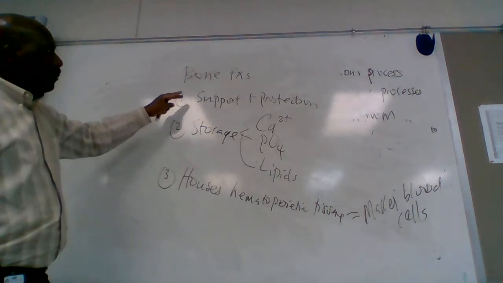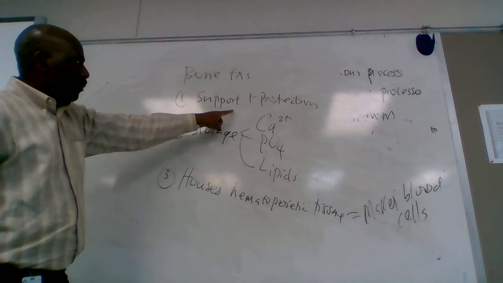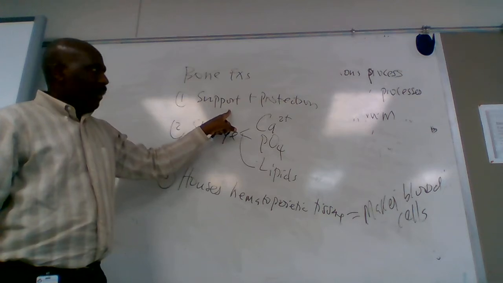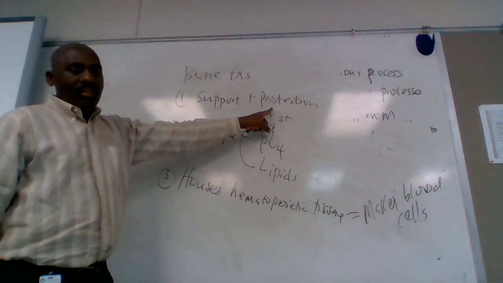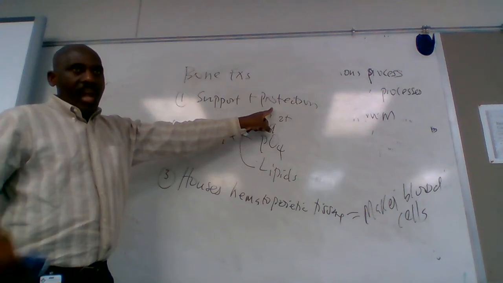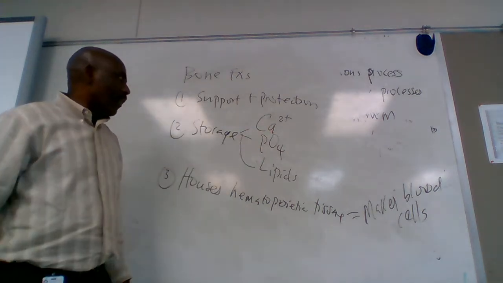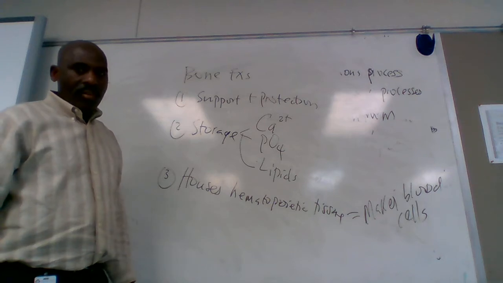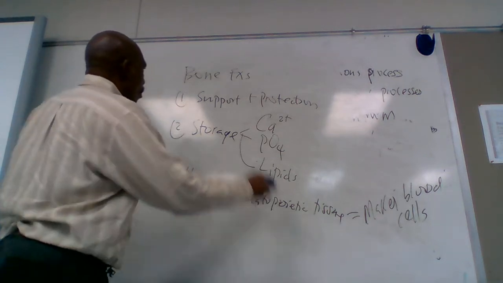All right, before I wipe this, they are supportive and they are protective. So they support. When you sit down, you are supported by your bones. When you're standing, as I'm standing, I'm supported by my bones. Protection. So we have a skull. It protects our brain. We have a bony thorax. It protects the heart and the lungs that are in there. Then we talk of storage and then the formation of blood cells. So these are three main functions of the bones in the human body.